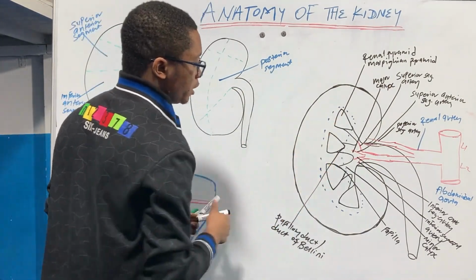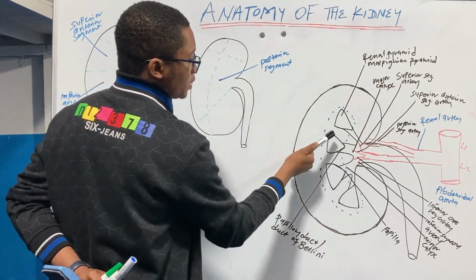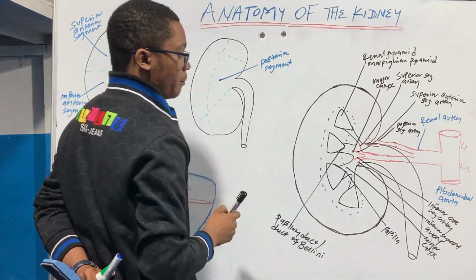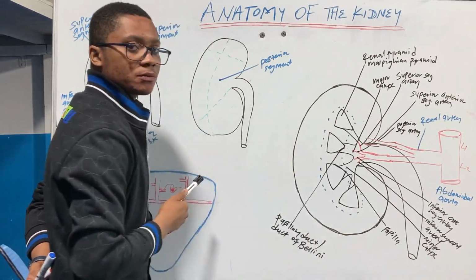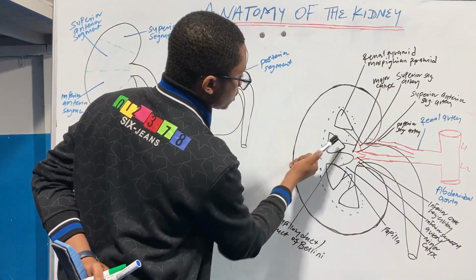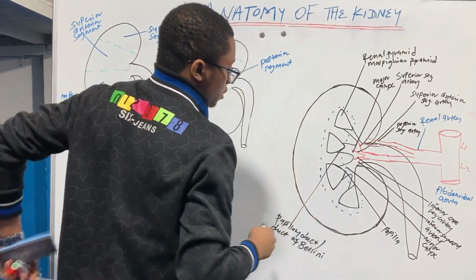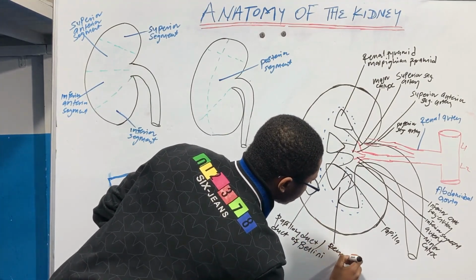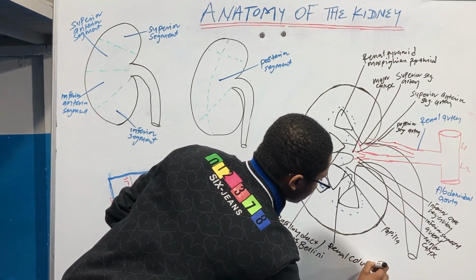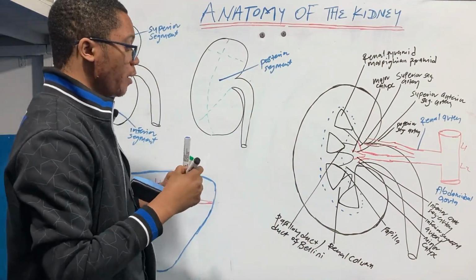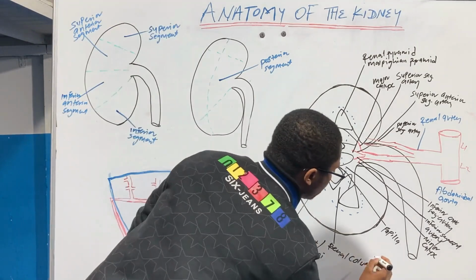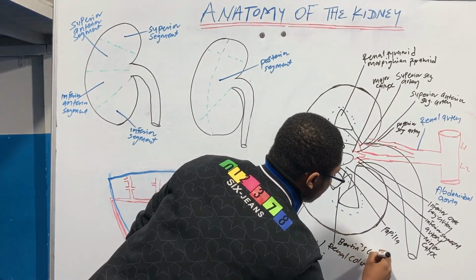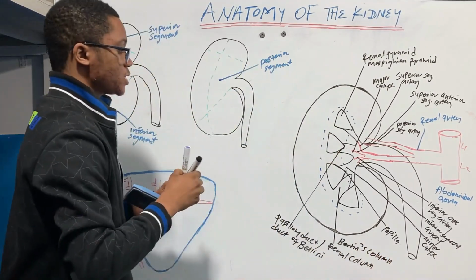Now, if you look closely, you find that there are spaces between the pyramids. These are called the renal columns. Let me put that as the renal columns. Here we have the renal column. The renal column is also called Bertin's column. We can also call it Bertin's column.